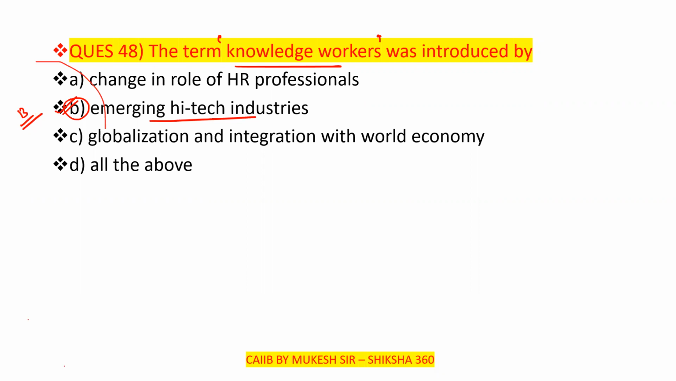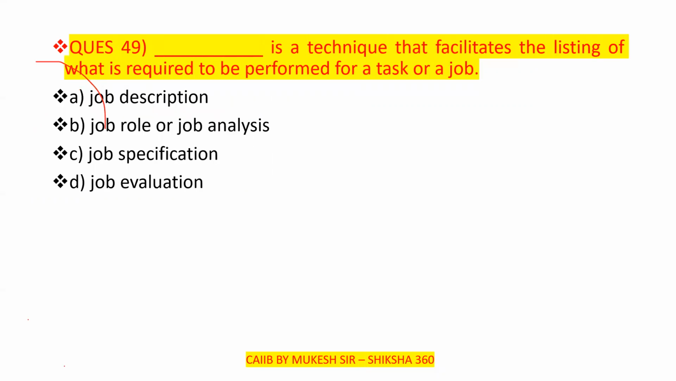Okay. Now move to the next question, question number 49. Very, very important. So these things are also very, very important: job description, job specification, job role, job evaluation. I request all of you, please remember all these things. Question 49: dash is a technique that facilitates the listing of what is required to be performed for a task or a job.